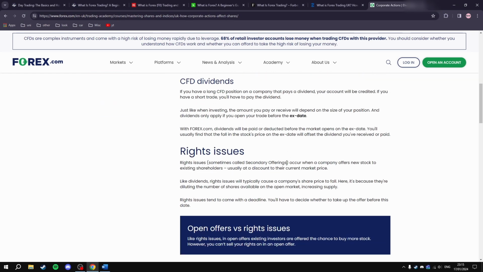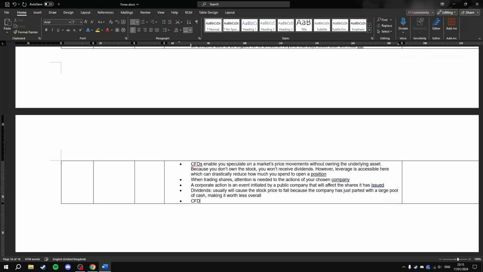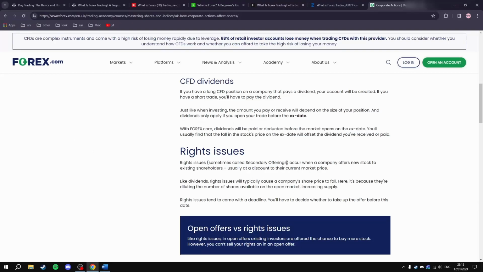CFD dividends. If you have a long CFD position in a company that pays a dividend, your account will be credited. If you have a short trade, you'll have to pay the dividend. Just like when investing, the amount you pay or receive will depend on the size of your position, and dividends only apply if you open your trade before the ex date. With Forex.com, dividends will be paid or deducted before the market opens on the ex date.